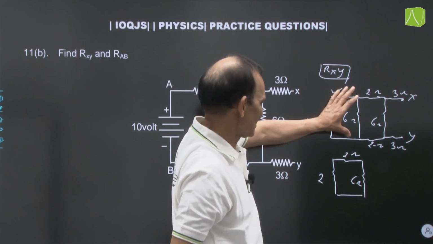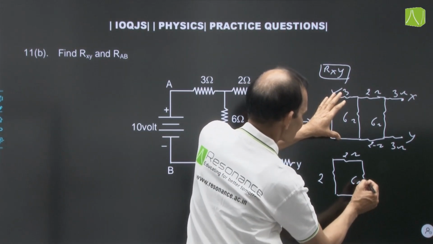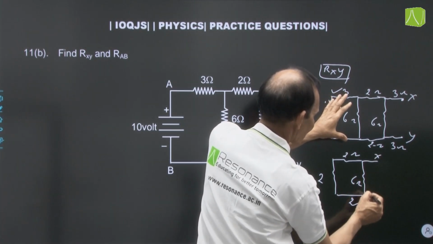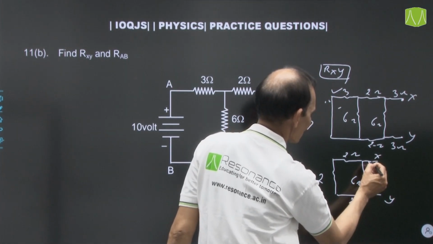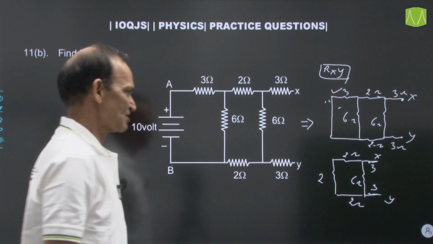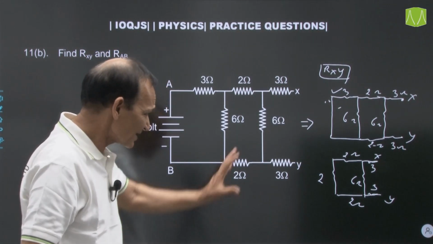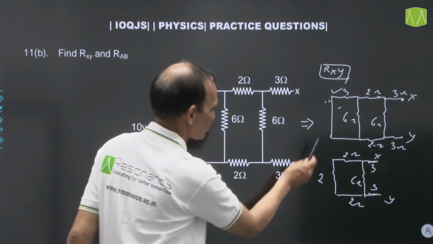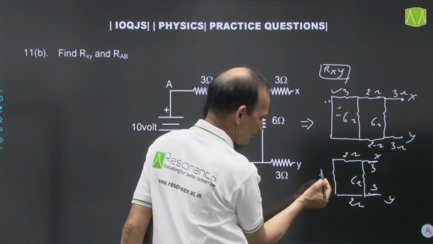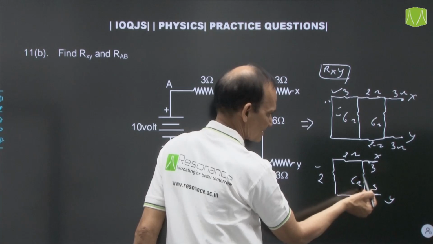Now the equivalent of this one: 2 ohm and 2 ohm, it is 6 ohm. It is X and it is Y, it is 3 ohm, it is also 3 ohm. Is it clear? Think about it again. It is the equivalent resistance of 3 ohm and 6 ohm, 2 ohm, this one 2 ohm, both are as such, it is 6 ohm.